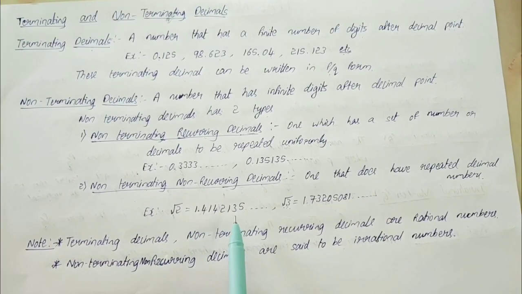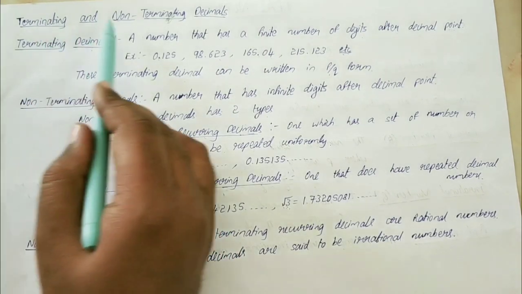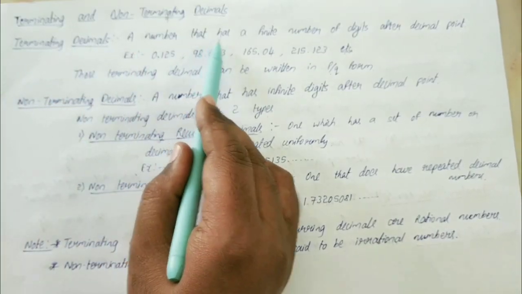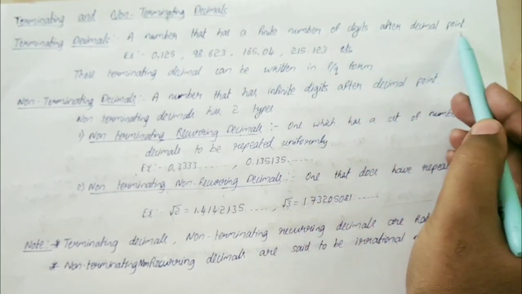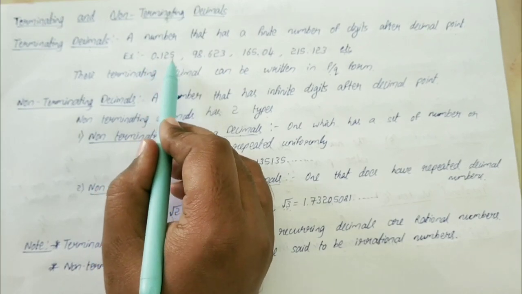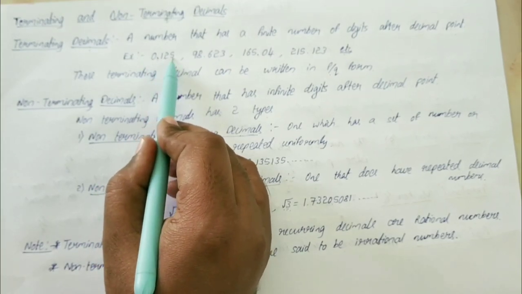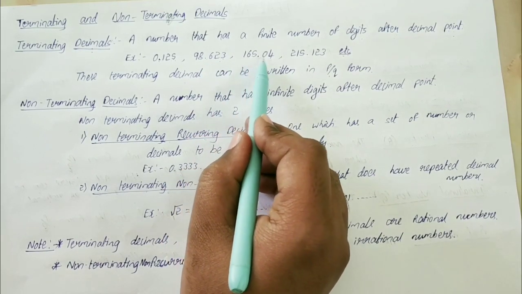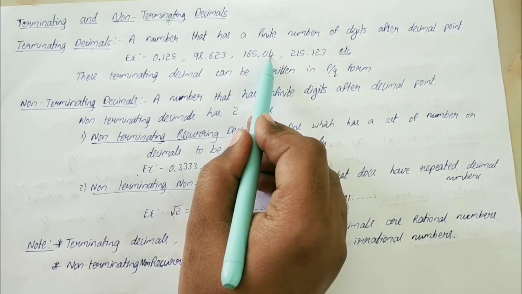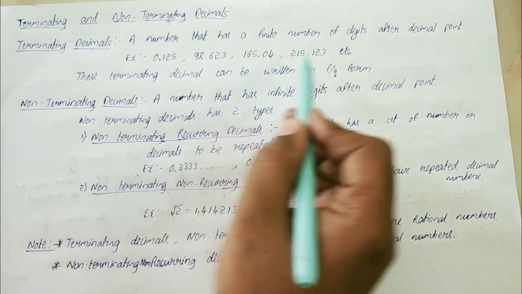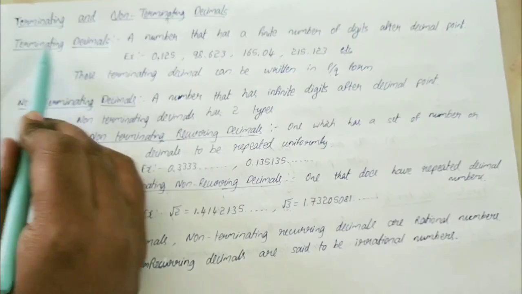To know that root 2 and root 3 are irrational numbers, you should know some definitions, that is terminating and non-terminating decimals. Let us see one by one. What is terminating decimals? The numbers that have a finite number of digits after the decimal point we call terminating decimals. For example, 0.125. After the decimal there are 3 digits, right? 98.625, after the decimal we have 3 digits. 165.04, after the decimal we have 2 digits, right? So after the decimal point we have a finite number of digits, that's why we call them terminating decimals.